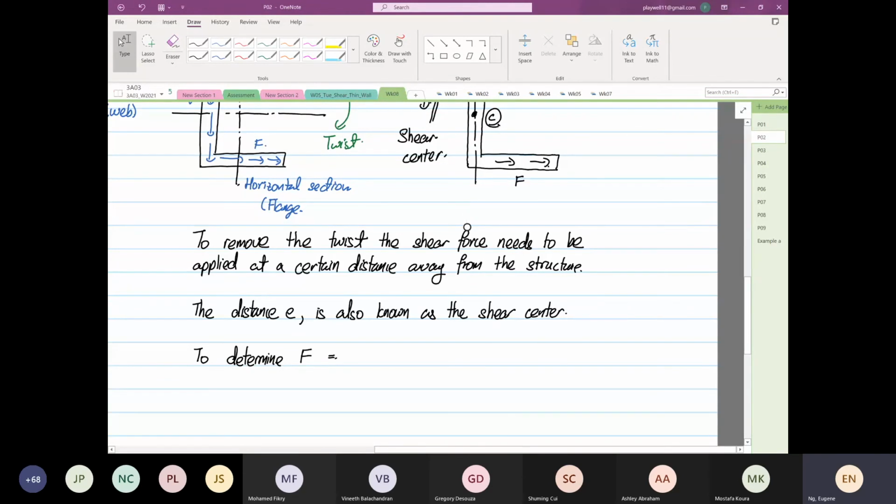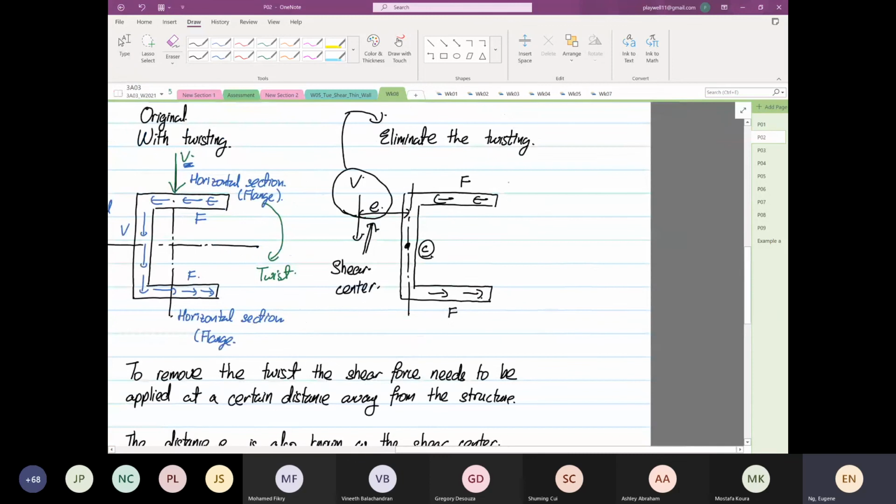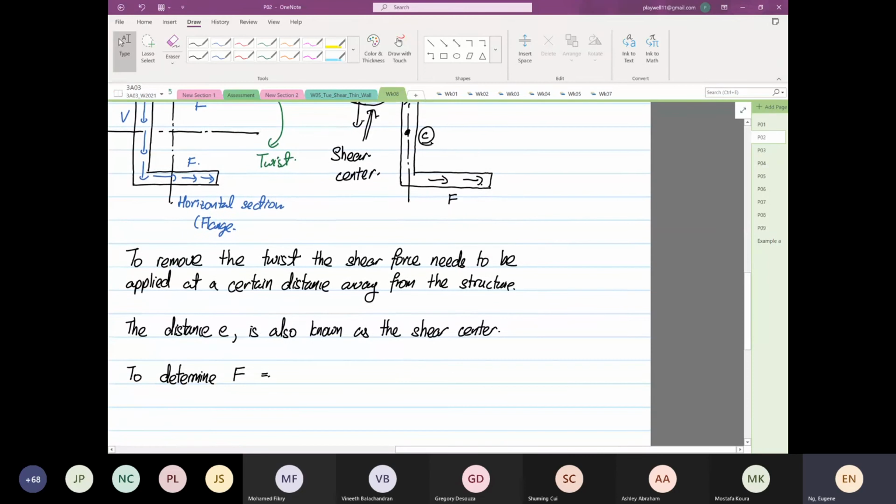If I call this point A, and over here is point B, that's my point A and that's my point B, and the distance from A moving to here is what we call S. So F, or F prime, is equal to the integral from point A to point B of the shear flow q multiplied by ds. So this is our shear flow.